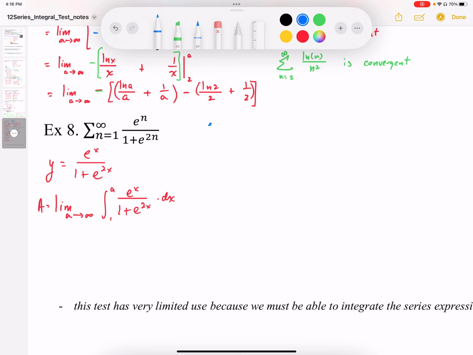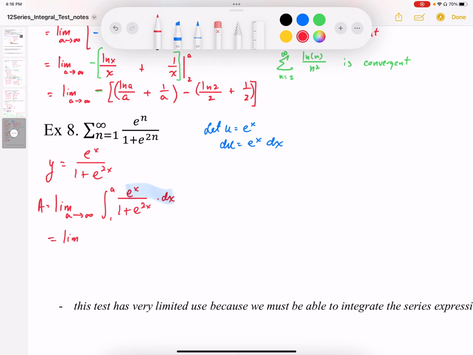So we're going to let u equal e to the x. And then that makes our du equal e to the x dx. Well, that's great because I now have my outside here represented by du. And now when I express the new integral, you're going to recognize that this is actually an arctan integral. So it looks like this.